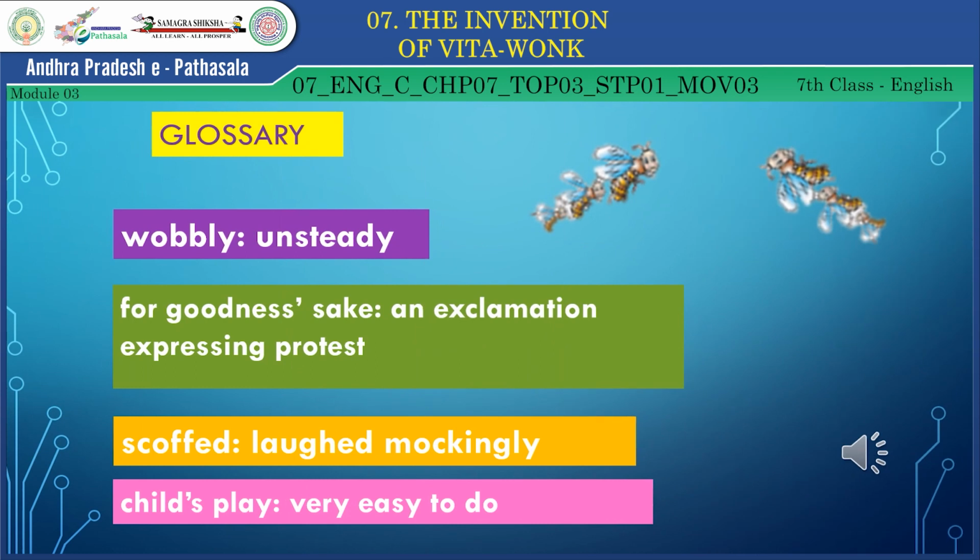Dear children, let's see some meanings of new words in this poem. Wobbly, unsteady. For goodness sake, an exclamation expressing protest. Scoffed, laughed mockingly. Child's play, very easy to do. Now let's move into the next stanzas of the poem.